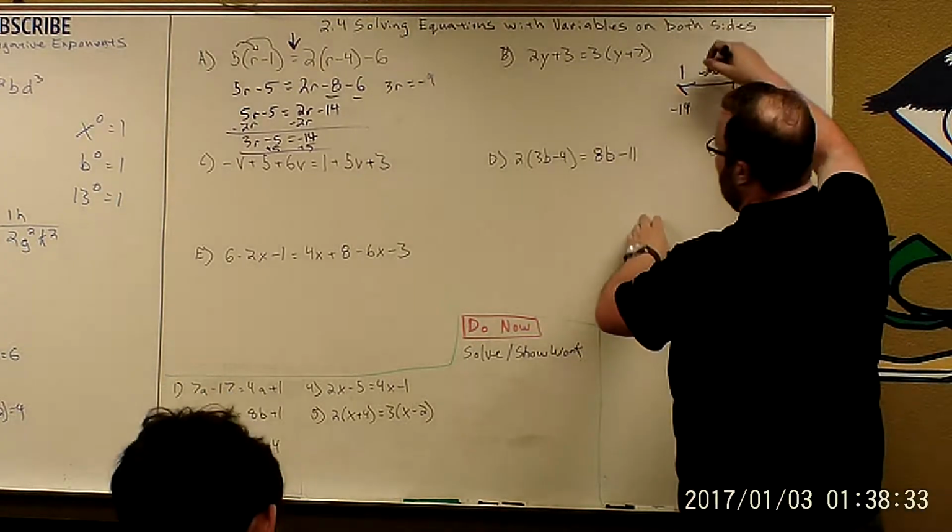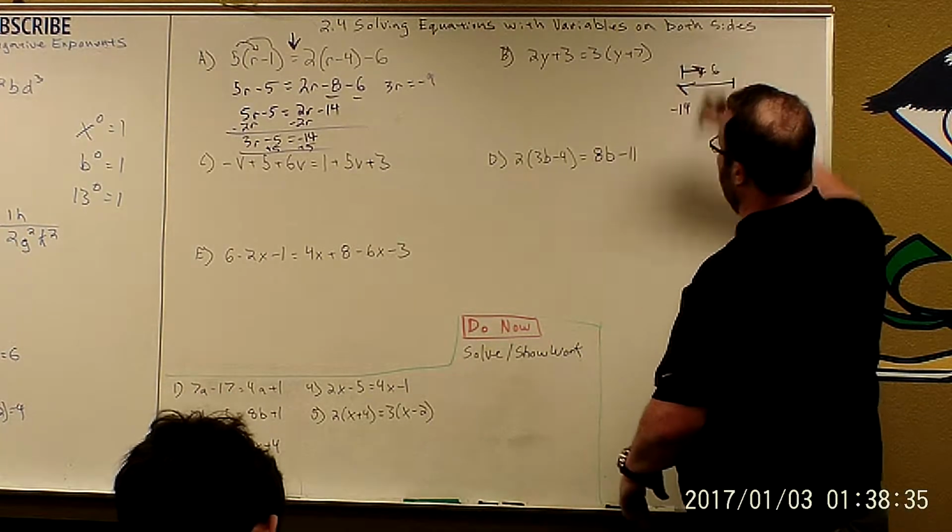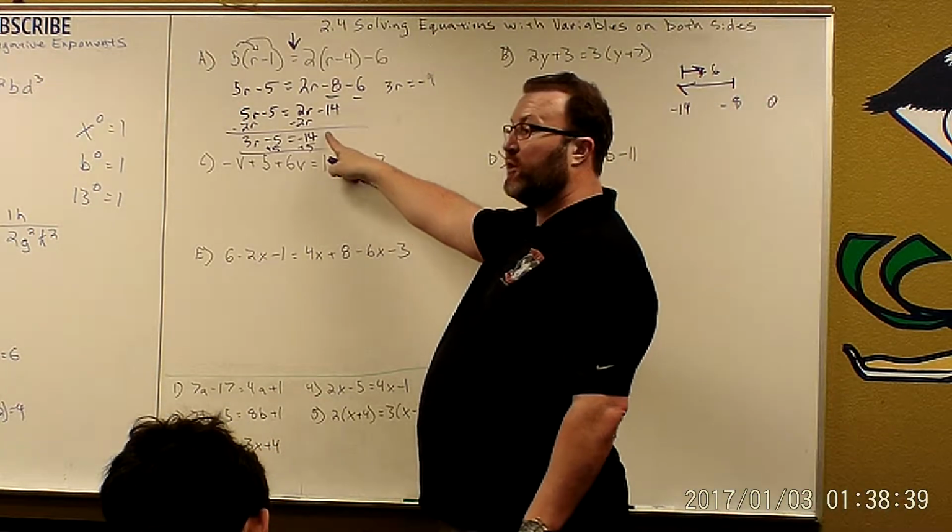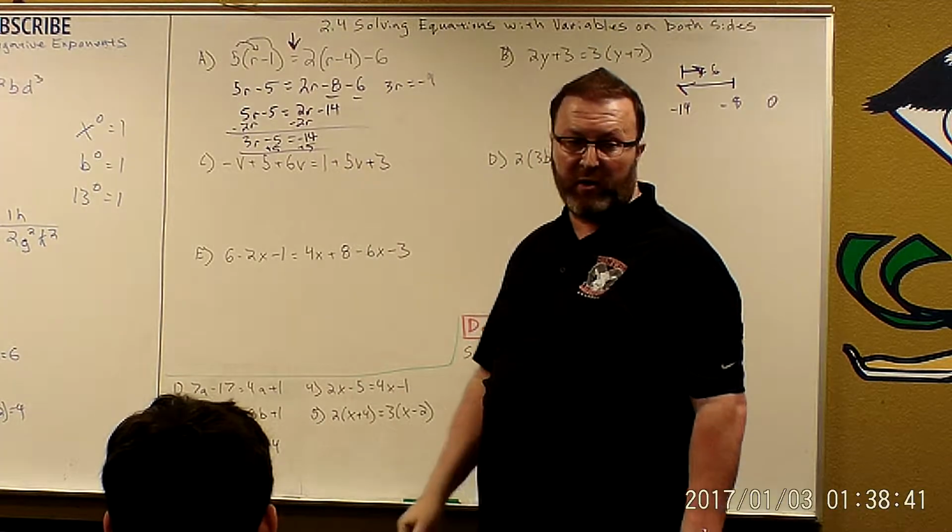Okay, good. So it's positive 5, that means we're going this direction on the number line, right? Or, like I explain it, you borrowed $14 and you paid 5 back. What do you have left?